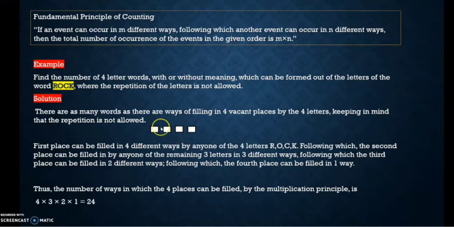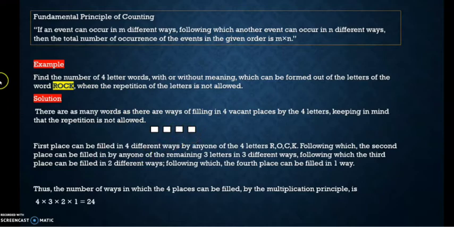Once I choose the first letter, to choose the second letter I would have only three possibilities, because the repetition of letters is not allowed, so only three alphabets are left. Similarly, the third event would have only two possibilities, once I choose the first and second. And once I choose one, two, three, the fourth letter can be chosen in only one way.